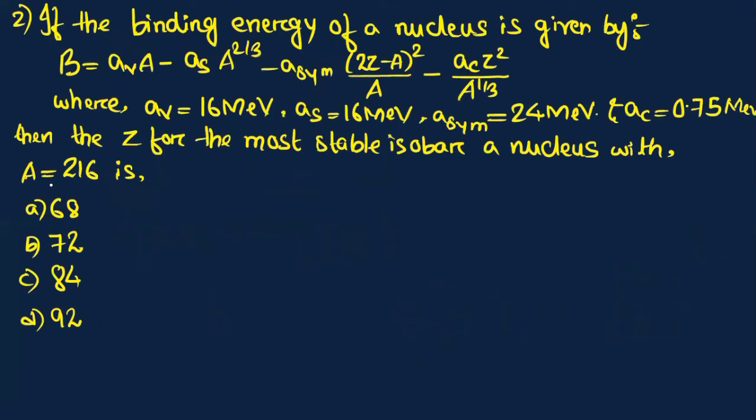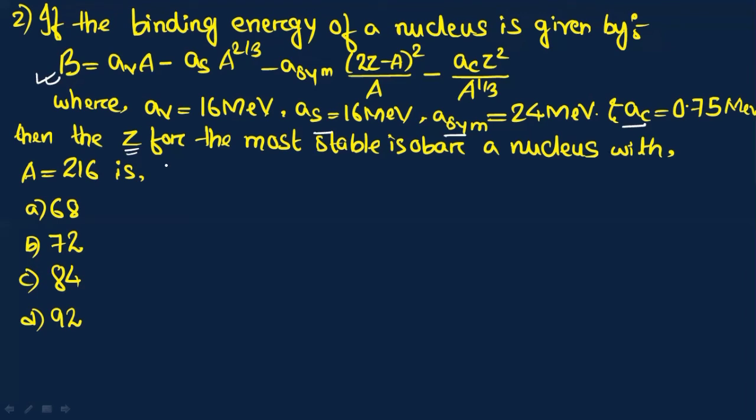Now let's see the next question. Here it is said that the binding energy of a nucleus is given by B is equals to this one. This is the binding energy formula. So you have the value of AV, AS, asymmetric, okay, AC. Now for the most stable isobar Z, okay, you need to find what will be the value of Z, okay, when the mass number is A. Here you have said that if the binding energy of a nucleus is given by this particular equation, the values of the constant is given to you, then you need to find the value of Z for the most stable isobar, okay, with mass number A is equals to 216.